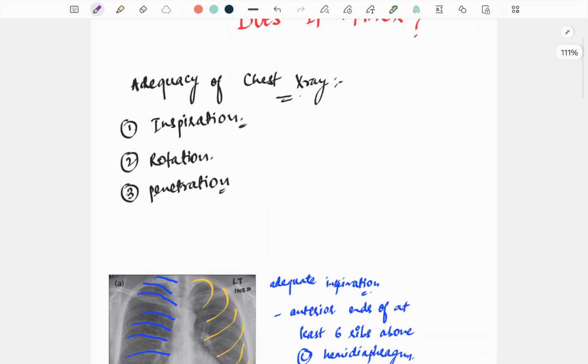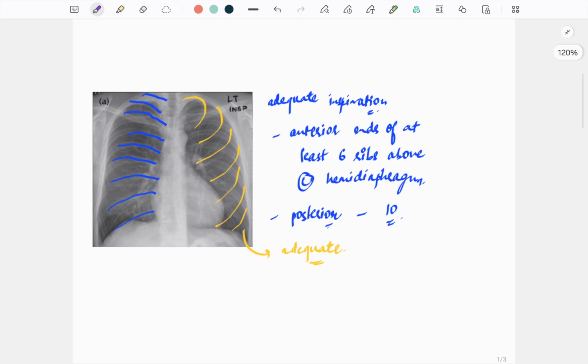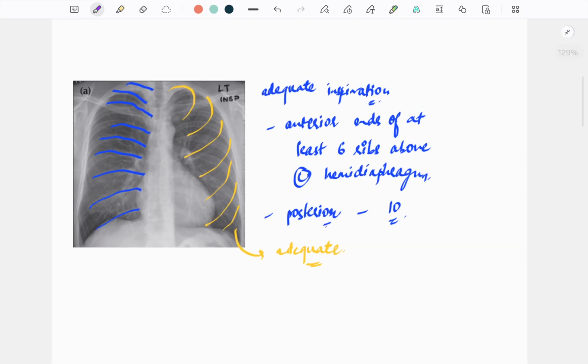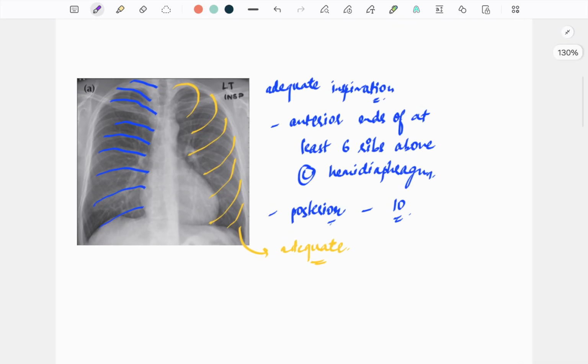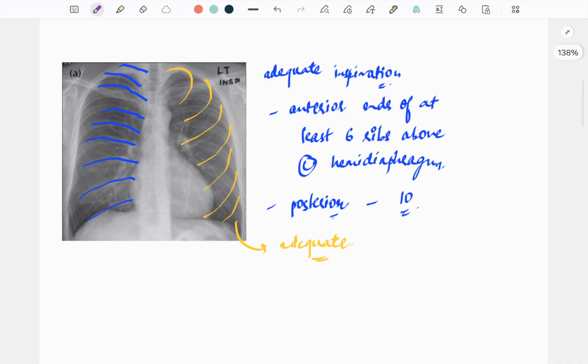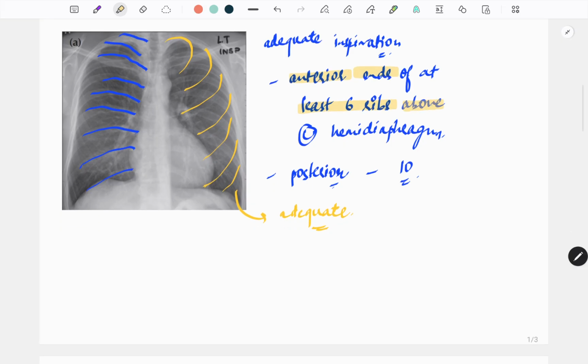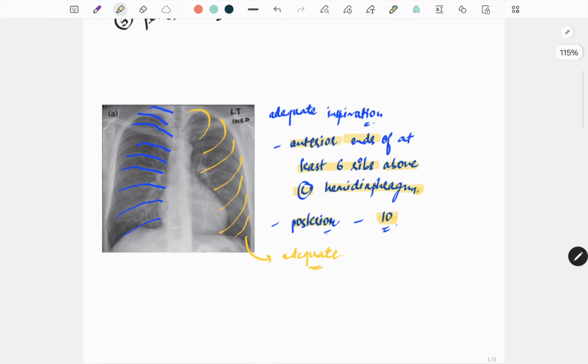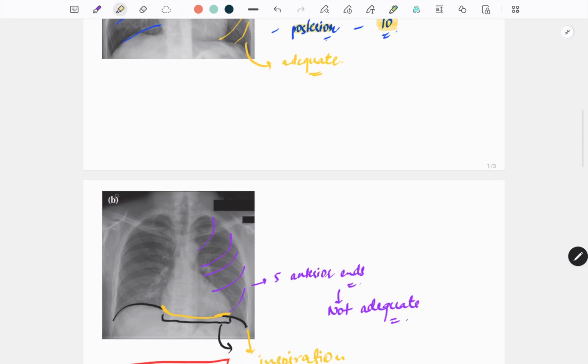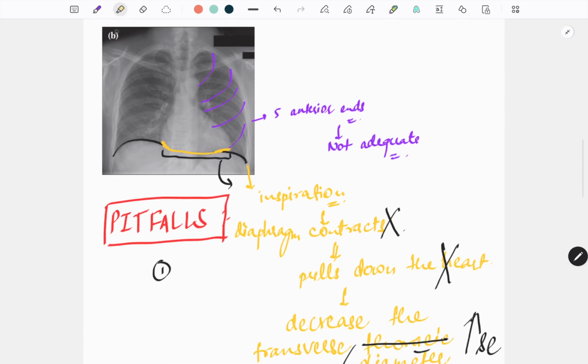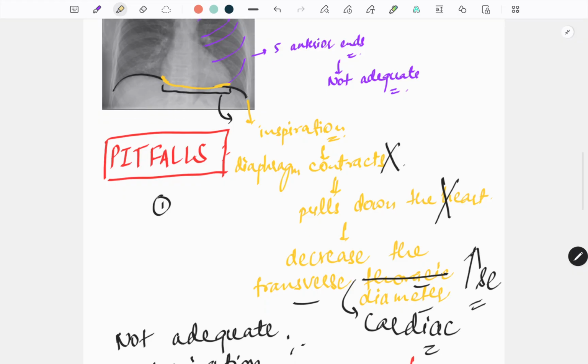Today we have discussed inspiration on a chest x-ray. Okay, how to assess inspiration: if we are counting the anterior ends of the ribs, at least 6 ribs we should count above the left hemidiaphragm. If we are counting posterior, then the count rises to 10. So this is adequate inspiration. This X-ray, not adequate inspiration.